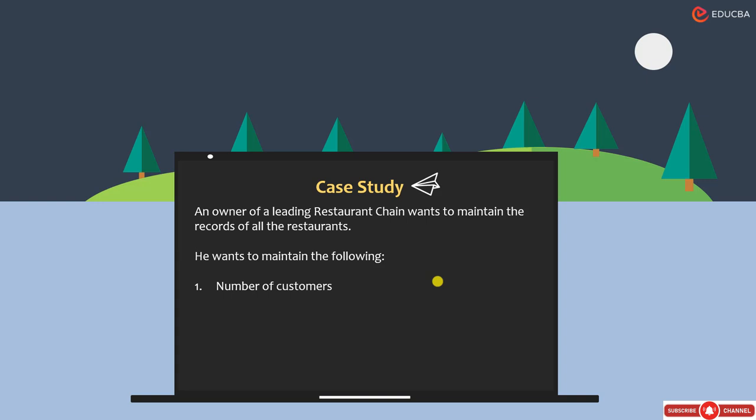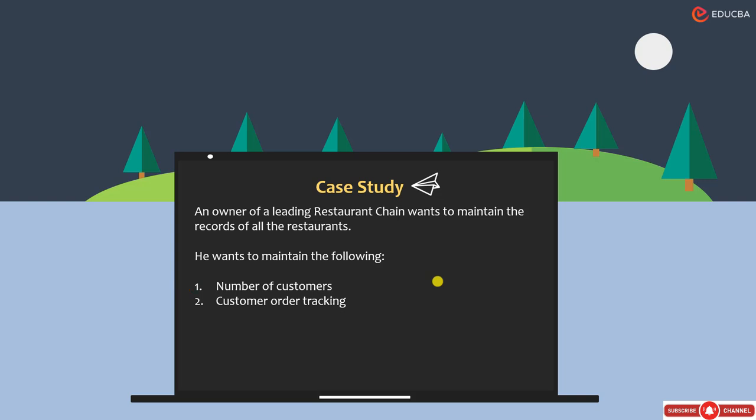What he wants to maintain is the number of customers. Considering he has a lot of restaurants under him, the number of customers is also increasing day by day. So now he wants to maintain a single system where he has the details of all the customers of all the restaurants.